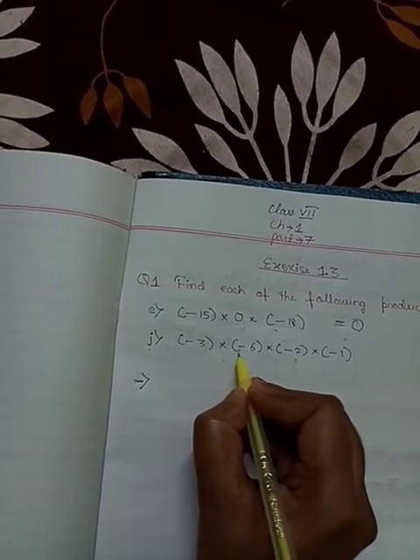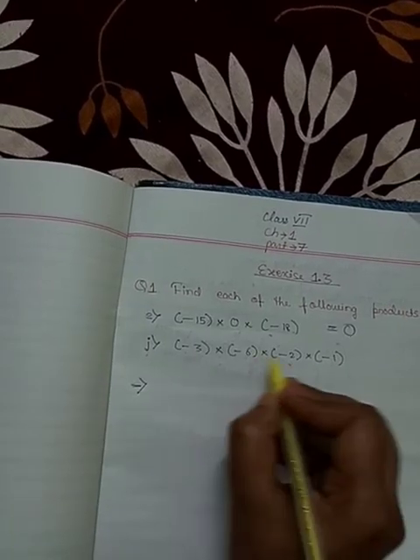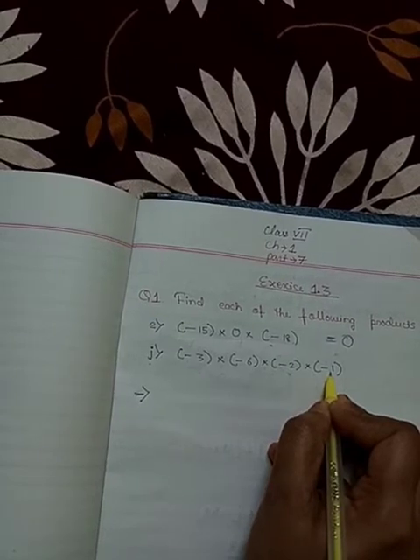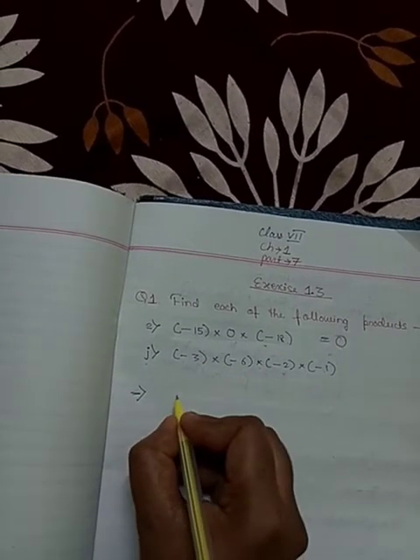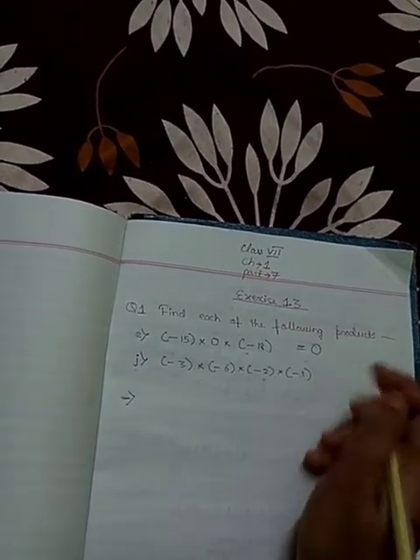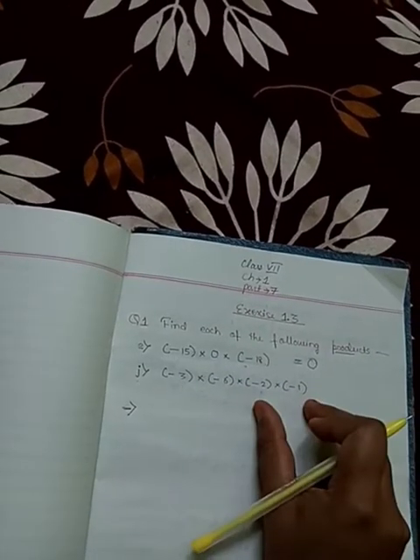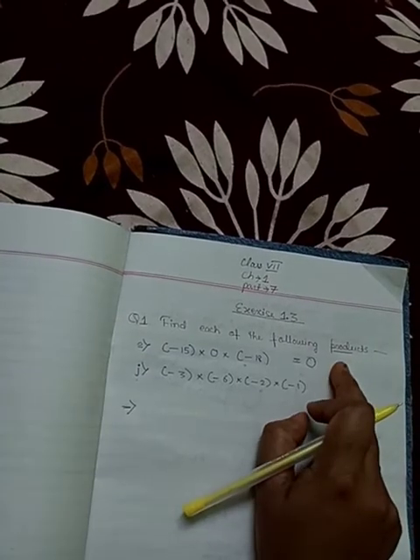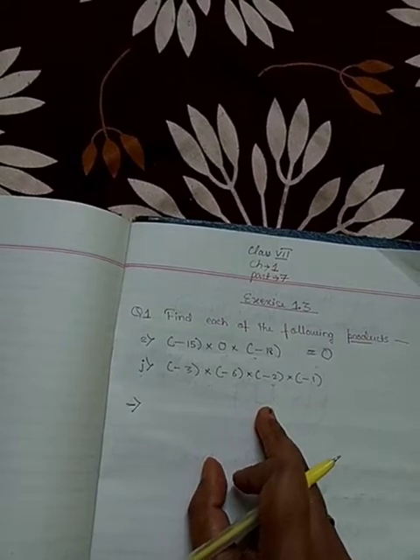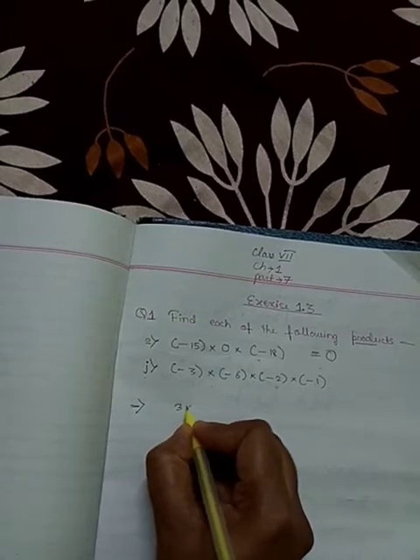Minus 3 into minus 6 into minus 2 into minus 1. First of all, we know there are 4 minus signs. So what do we have to do here? Just first we have to multiply this. We simultaneously multiply, because the question is saying only to find the product, not to use any rules. The question is not advising us to take any rules to multiply. So simultaneously we have to multiply like this.